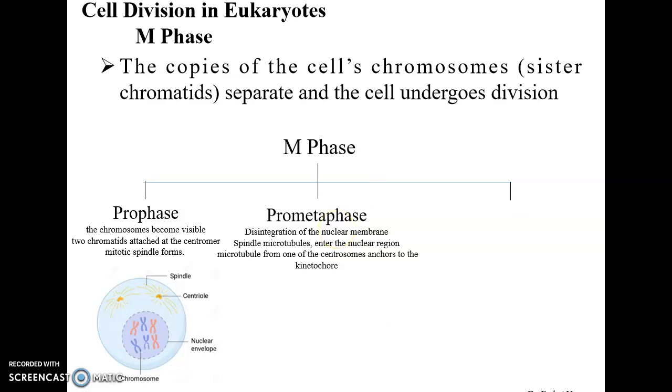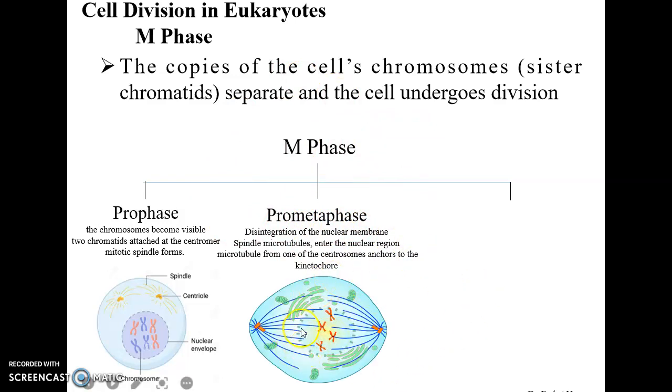The next phase is prometaphase. Prometaphase is basically the disintegration of the nuclear membrane. Here you can see that the disintegration of the nuclear membrane marks the start of prometaphase. During prophase, the spindle microtubules are outside the nuclear membrane. Now that the nuclear membrane has disintegrated, these microtubules move towards the nuclear region. The ends of certain microtubules make contact with the chromosomes.